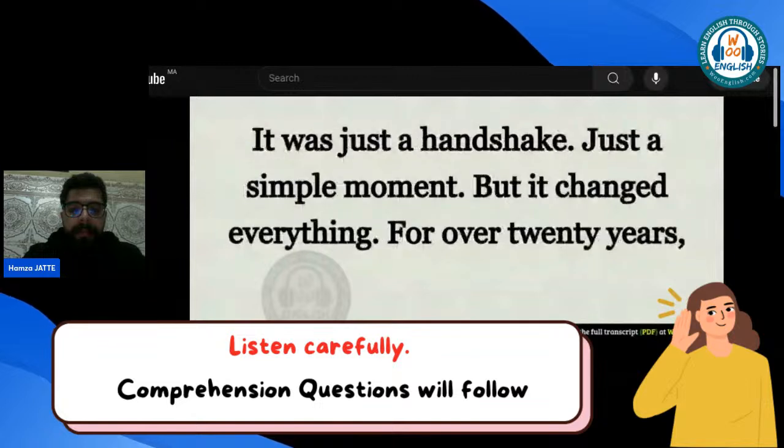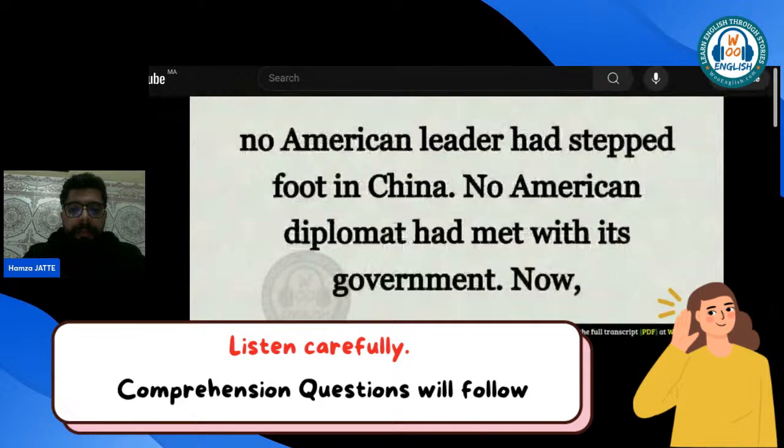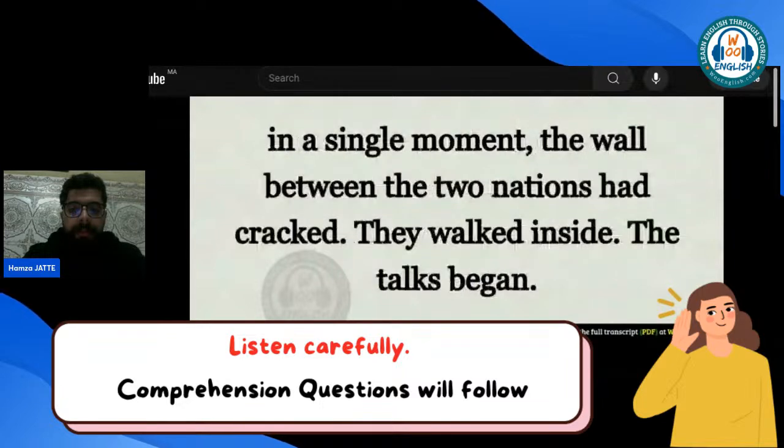It was just a handshake. Just a simple moment. But it changed everything. For over 20 years, no American leader had stepped foot in China. No American diplomat had met with its government. Now, in a single moment, the wall between the two nations had cracked. They walked inside. The talks began.